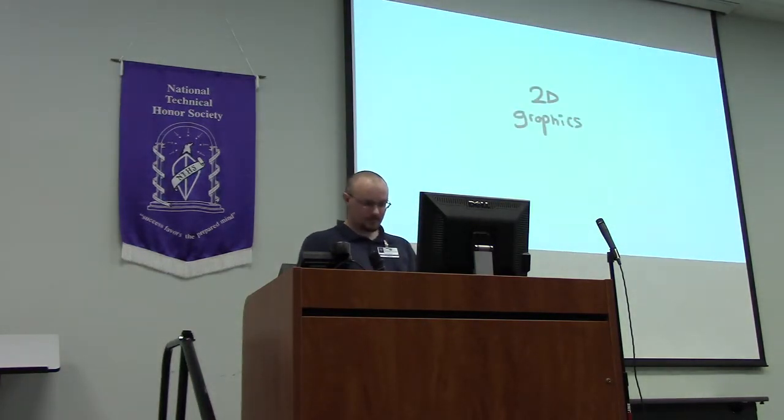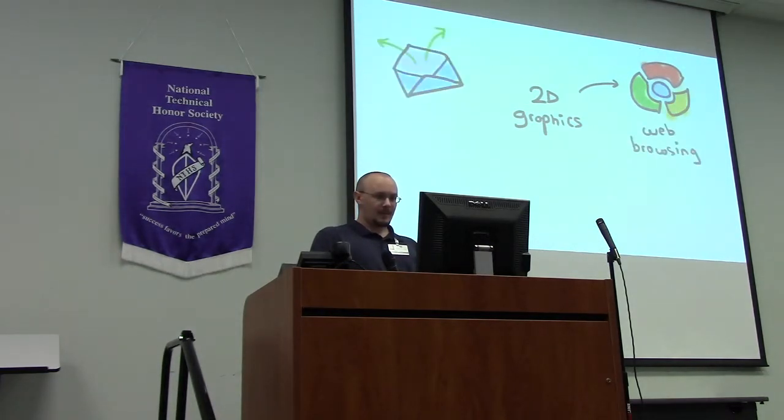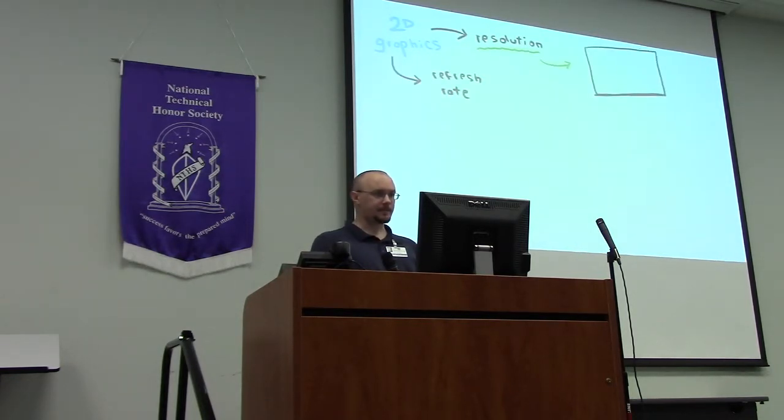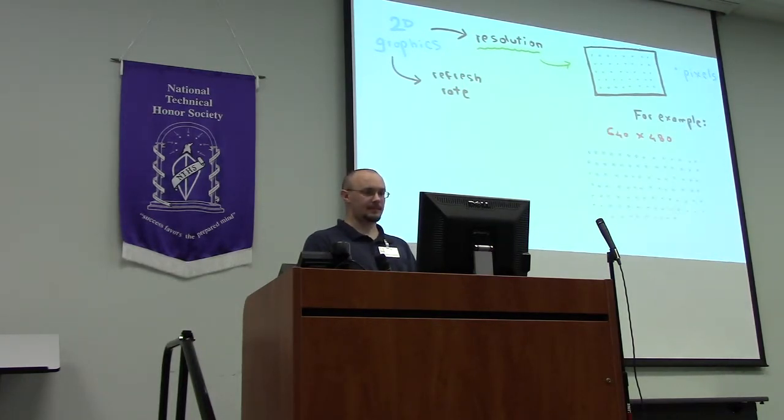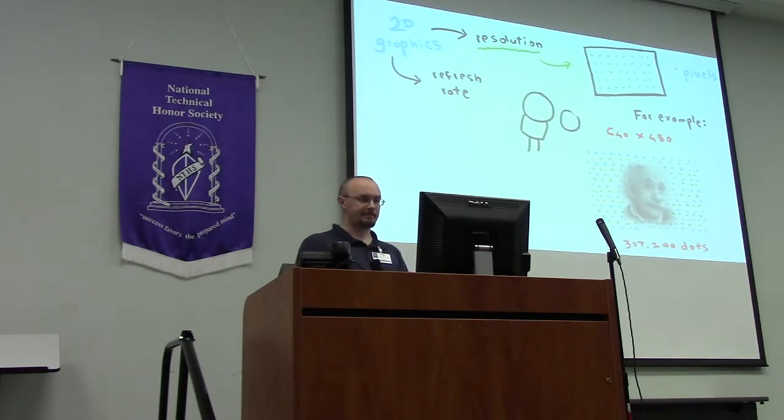2D or two-dimensional graphics are the kind of graphics displayed when you use a web browser, check email, or work on a spreadsheet. For 2D graphics, the major factors are resolution and refresh rate. Resolution determines how many little dots are used to draw the image on the screen, which are also called pixels. For example, 640 by 480 means that the whole screen is drawn using 307,200 little dots in 640 columns and 480 rows. The more dots that are used, the finer the detail.